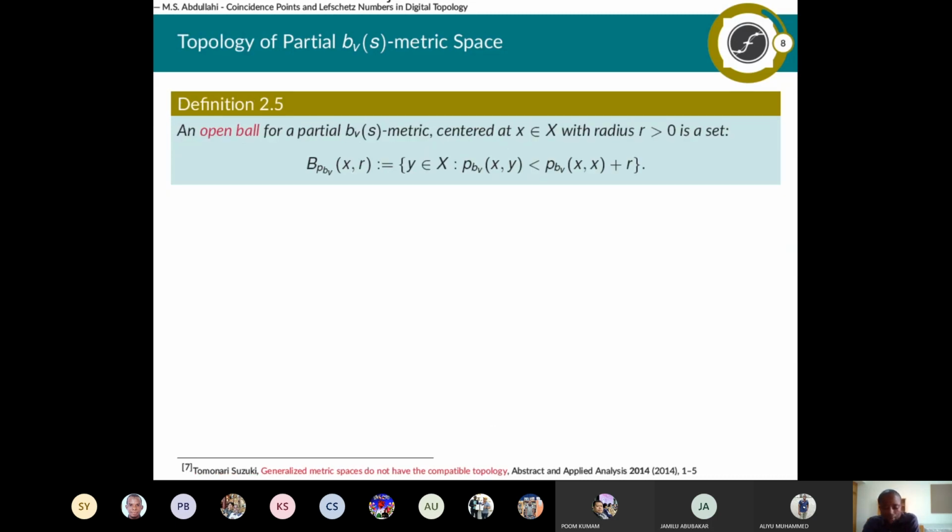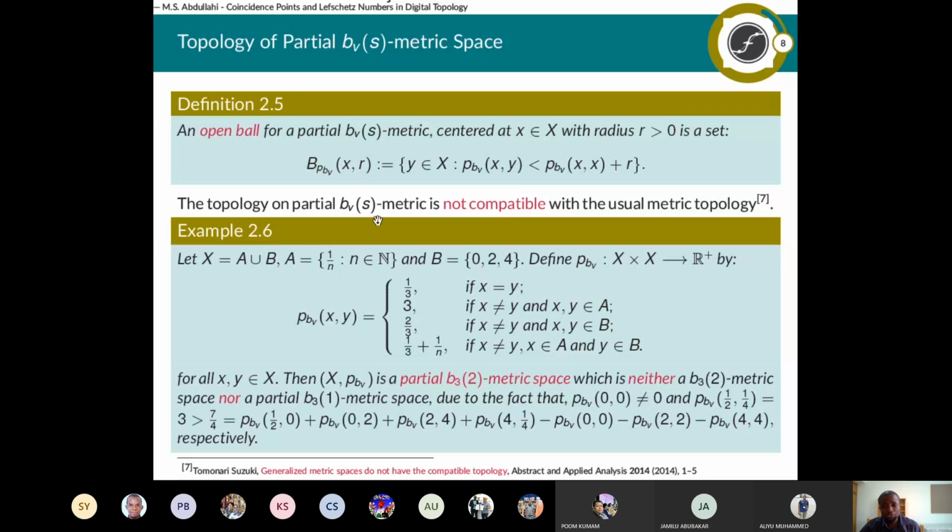So the topology on this space is defined in this fashion. We define an open ball in this order. The reason is that, in this setting, the distance between x and itself might be non-zero, which is why we have this term in the ball. If this term equals 0, then the whole definition of this ball reduces to the classical definition of a ball in metric topology. But it happens that this topology is not compatible with the usual metric topology.